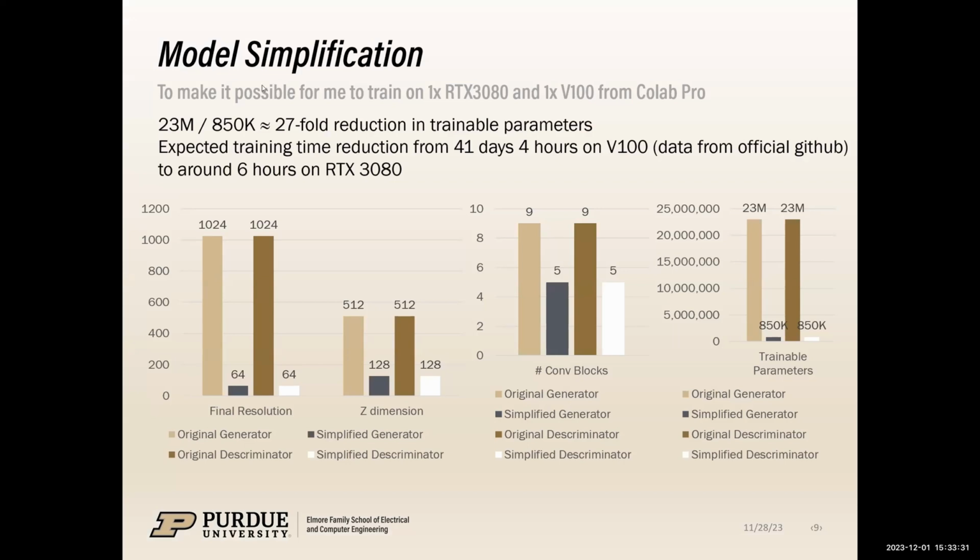Here are the simplifications I made. I reduced the resolution and the latent space dimension. I also reduced the number of convolution blocks. And what I end up with are these two models that have the same structure as the original, but at a fraction of the size, which makes it possible for me to train.